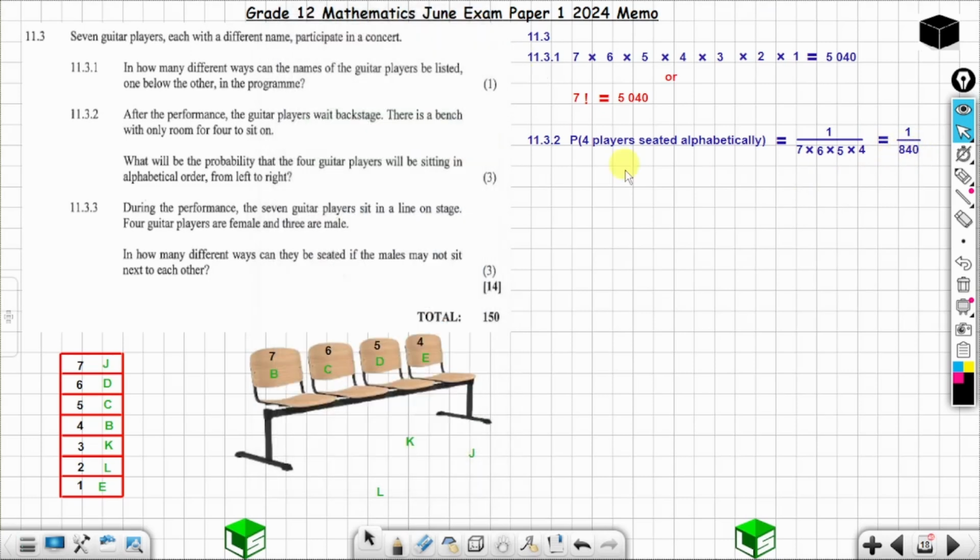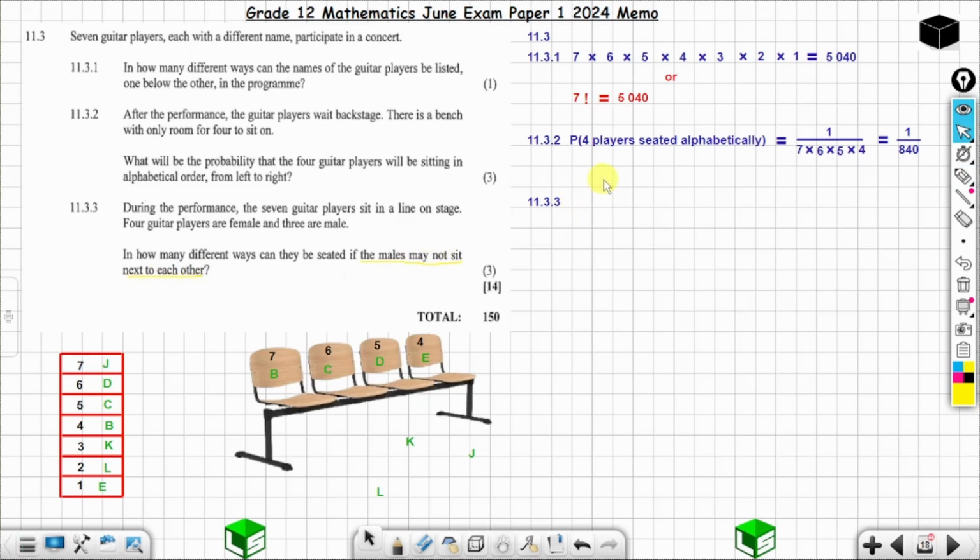Question 11.3.3. During the performance, the 7 guitar players sit in a line on stage. 4 guitar players are female and 3 are male. In how many different ways can they be seated if the males may not sit next to each other? So, the males may not sit next to each other.